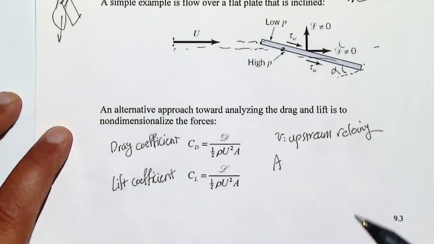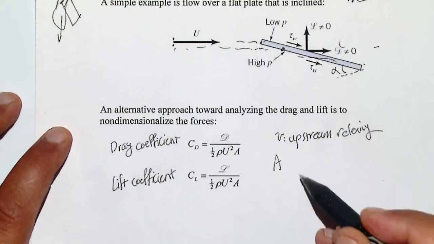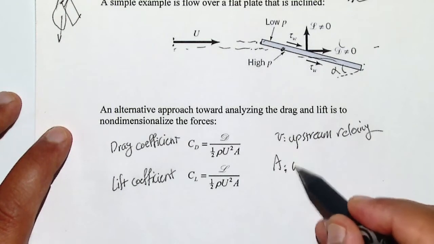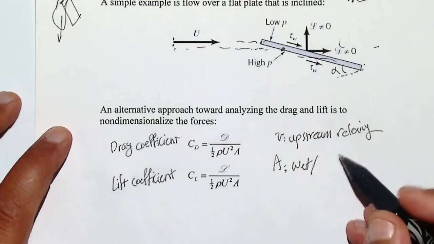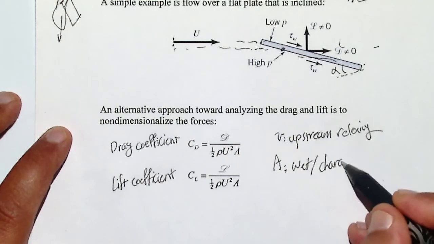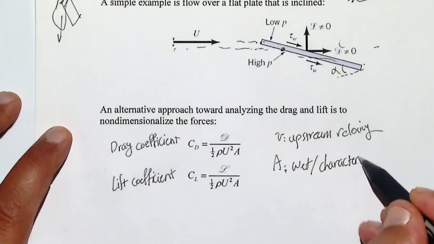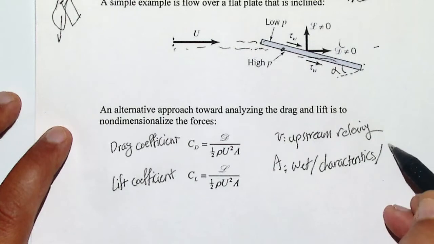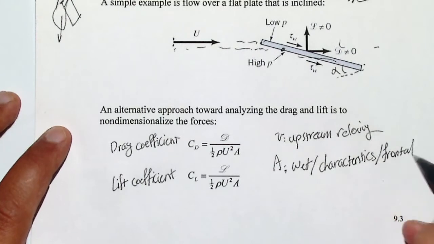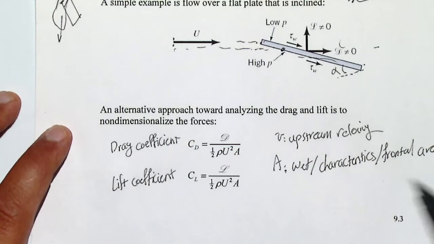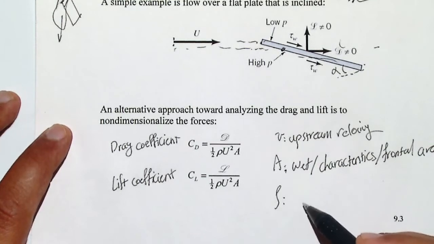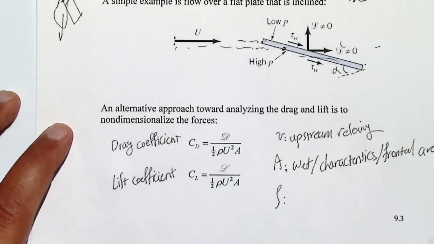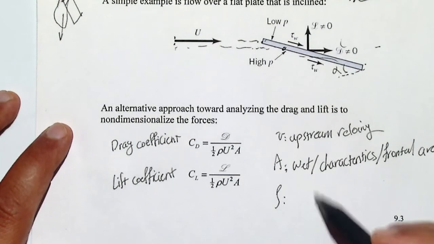The A is the area, also known as wet area, characteristic area, or frontal area. These are also the names for that. And rho is the density of the flow, air or whatever the flow is that the body is immersed in. So density of the flow.